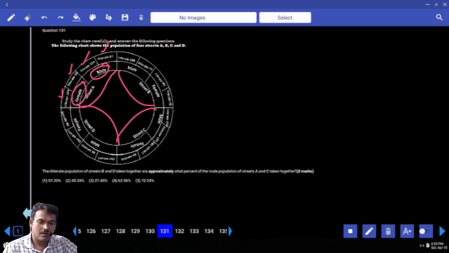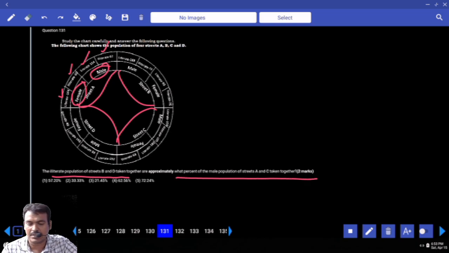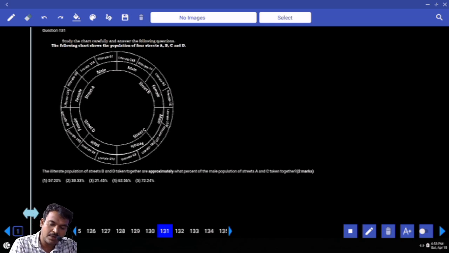Okay. The questions are actually easy. What is the first question? The illiterate population of streets B and D taken together are approximately what percentage of the male population of streets A and C taken together? Illiterate population of streets B and D together. Streets B and D together, illiterate population.